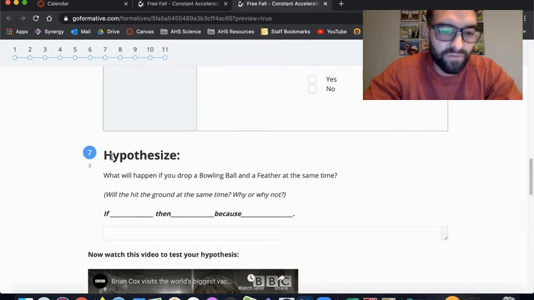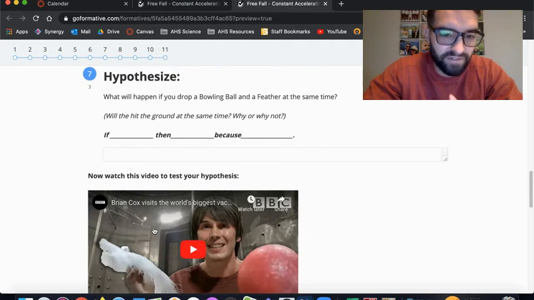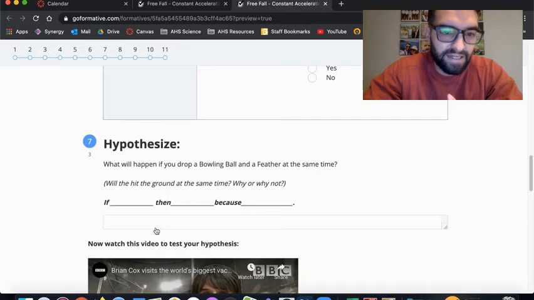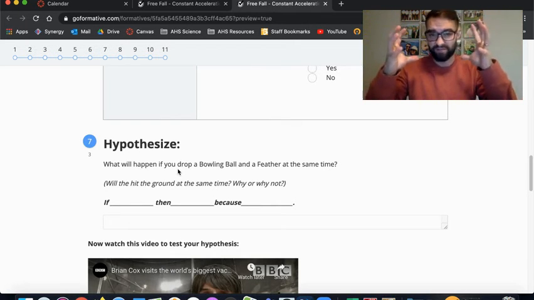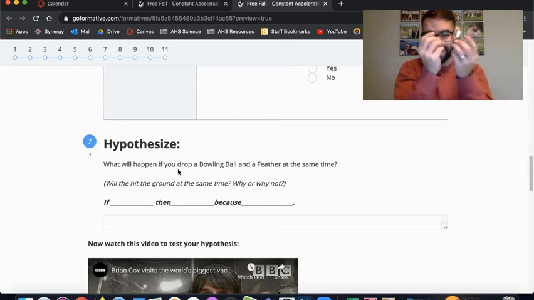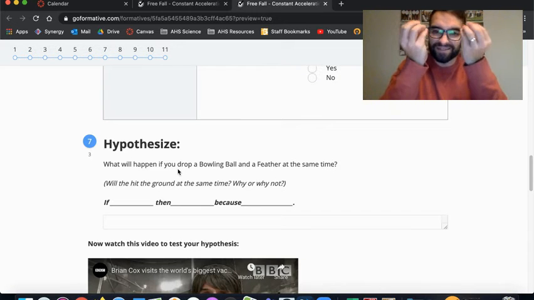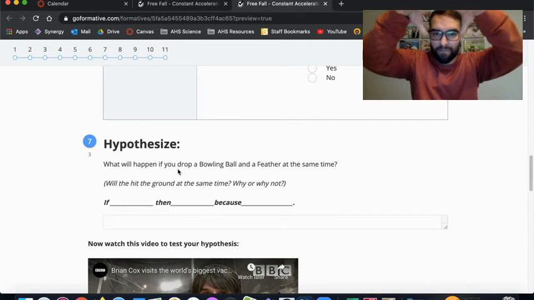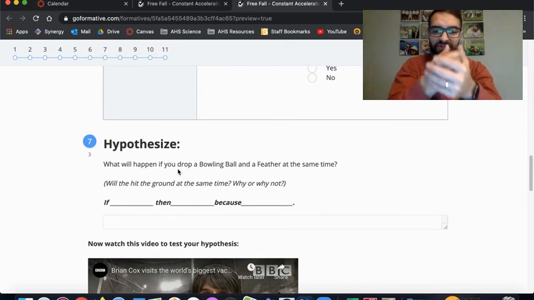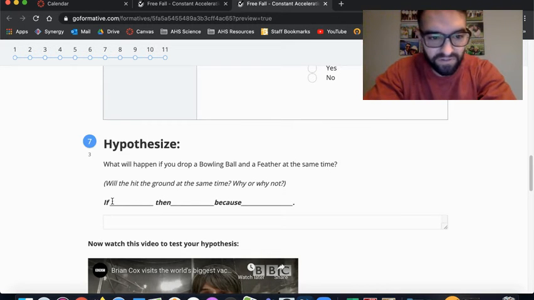Then I want you to form a hypothesis. You're about to watch a video here. What will happen if you drop a bowling ball? Picture a heavy bowling ball, and then a feather, a light bird feather. What would happen if you drop them at the same time? You're holding them, you drop them at the same exact time. I want you to come up with a hypothesis. So I gave you a little sentence frame here just to help remind you.